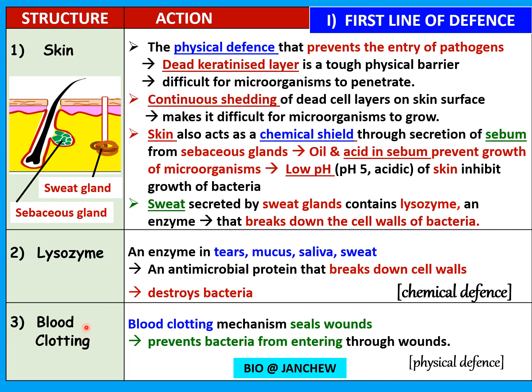Now, thirdly, blood clotting mechanism. So it helps to seal the wounds or cover the wounds and prevent the bacteria from entering through the wounds, right? So when somebody has a cut on the skin, it is like an open door for the pathogens to enter. Therefore, the body will quickly carry out blood clotting in order to seal the wound so that the bacteria cannot enter through the wound.